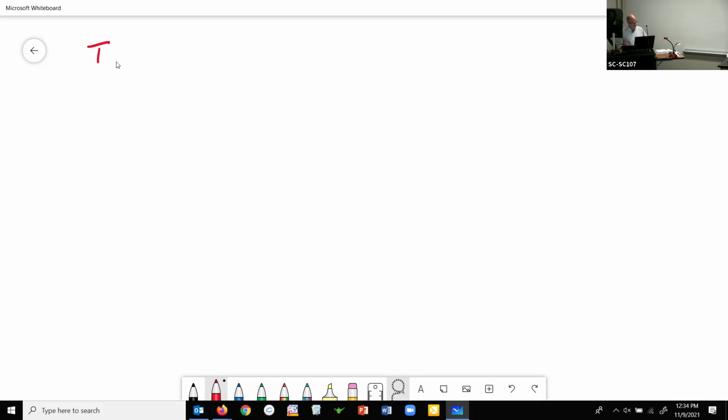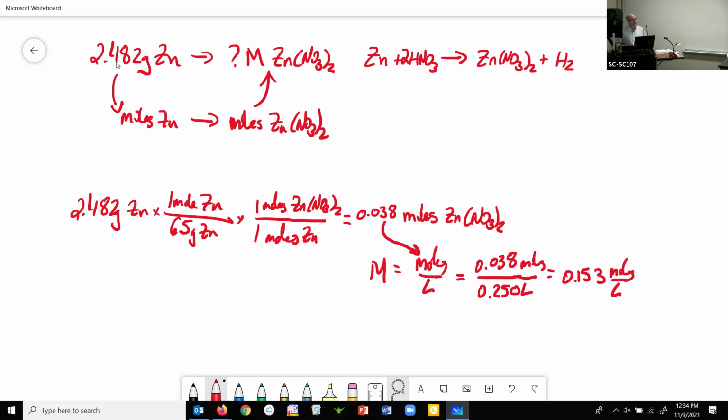0.153 moles per liter. Why do you not need to multiply it by the percentage of zinc? Oh, that is mostly zinc. The only way you need to use that percentage is if they actually gave you the mass of zinc in the penny. They actually said the penny has 2.4.